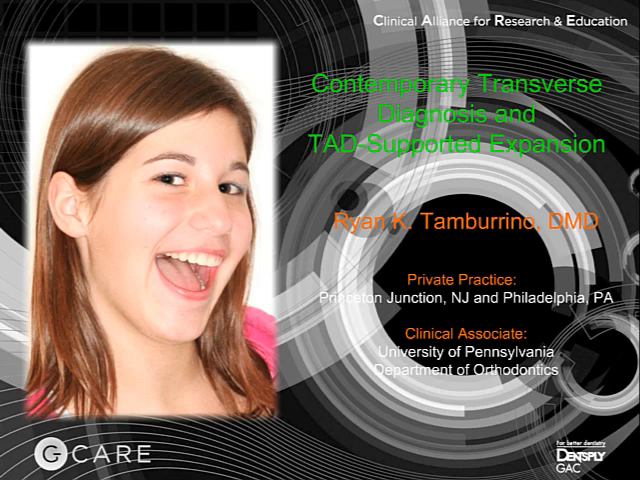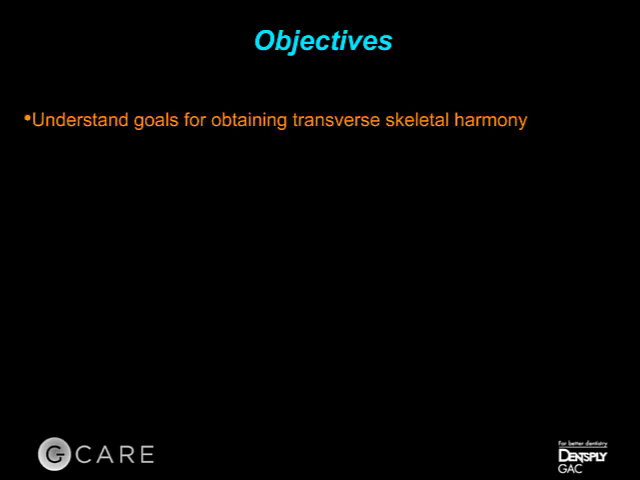So to get started today, first, a couple of objectives for this webinar, which I think you'll find very useful as we go through, is first, we want to understand our goals for obtaining transverse skeletal harmony. A lot of what is done with the transverse is done just by looking or rough guessing. What we're going to try to accomplish through this webinar is to give you objective and measurable goals for why we want to normalize the transverse dimension, and also what benefits that can have for our patients.